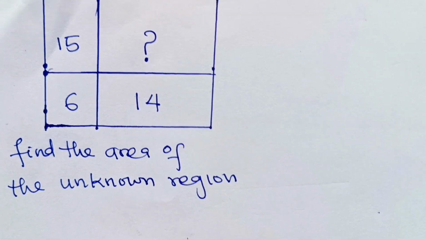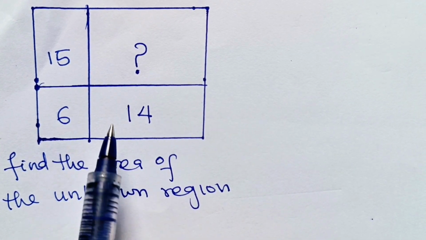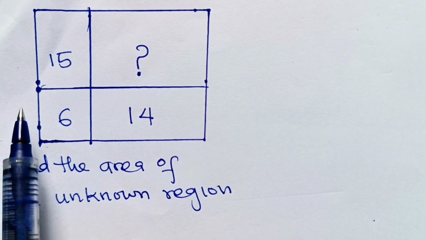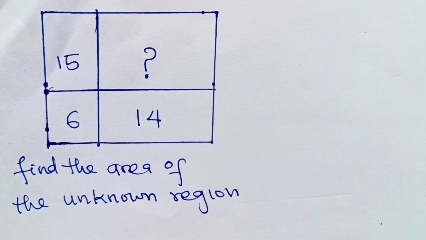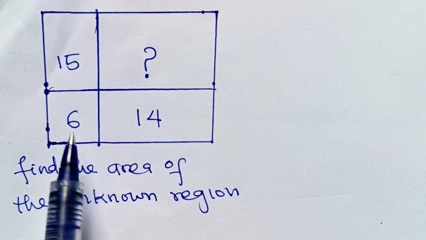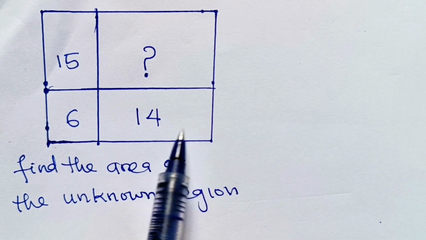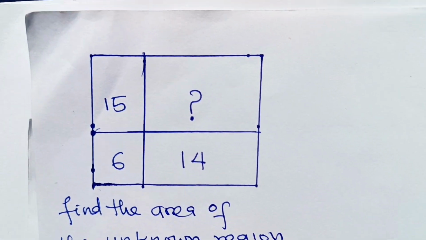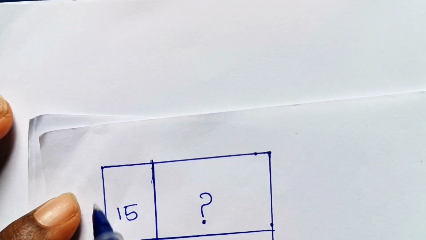First, please, this diagram is not drawn to scale, alright? But this is supposed to be a rectangle. Now, we are asked to find the area of this place. If the area of this portion is 15, the area of this portion is 6, and the area of this portion is 14.